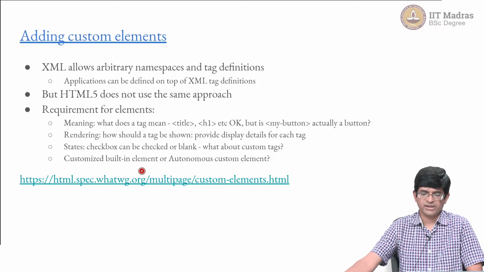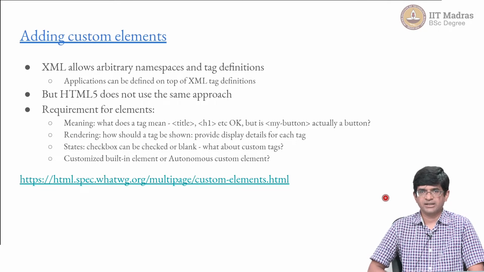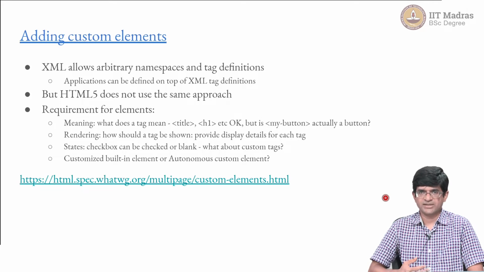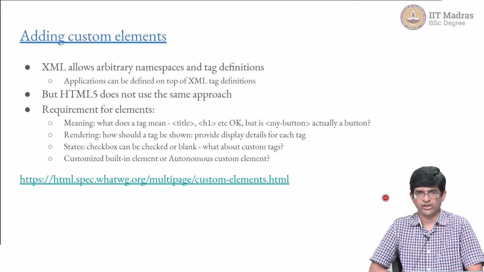And finally, a question that we could ask is, should I restrict my customization to only taking built-in elements like headings or list items and adding functionality to them, or should I be able to build a completely new autonomous custom element, meaning that it has no relationship to any elements that are already defined, or at least it's not directly related to any of them, and is completely standalone in some sense.